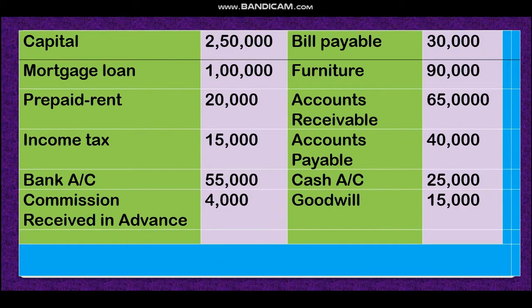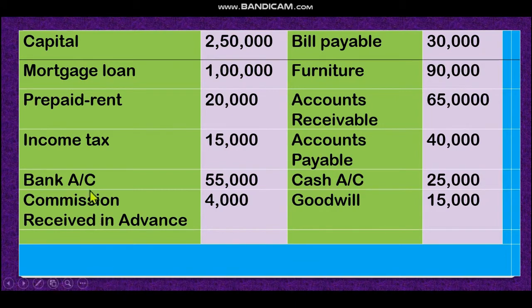Look at income tax. In a sole proprietorship business, tax is for the owner, because the owner is fully responsible for profit or loss. That means if he earns profit, from that profit he has to pay tax. That means the business organization has no separate entity. That's why in a sole proprietorship business tax is given for the owner. That means this income tax is for the owner. That's why this is a drawings.